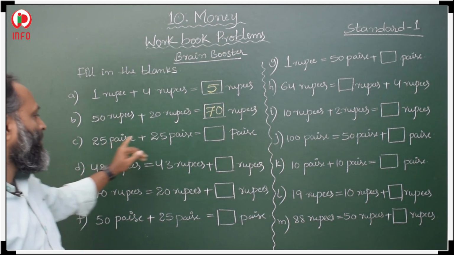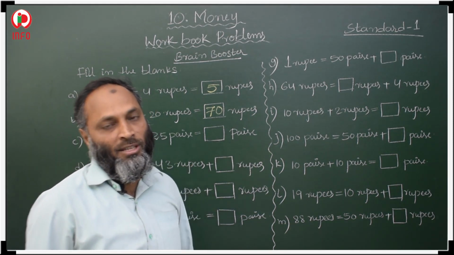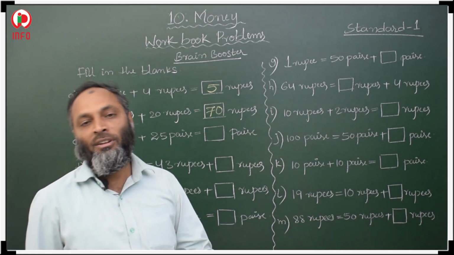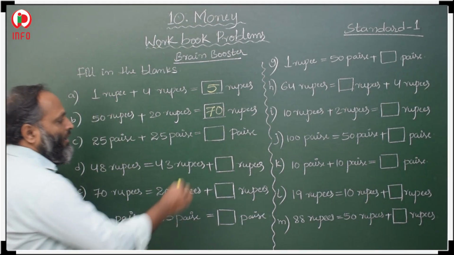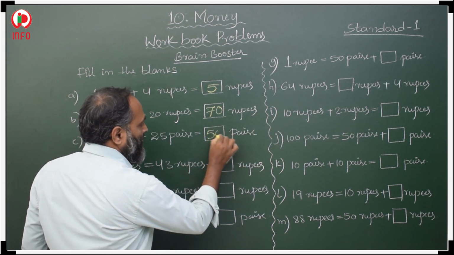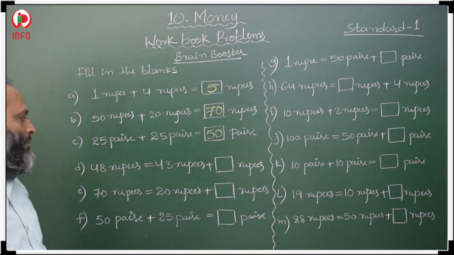Now 25 paise plus 25 paise. How much is it? 25 plus 25 is 50. So 25 paise plus 25 paise is equal to 50 paise.